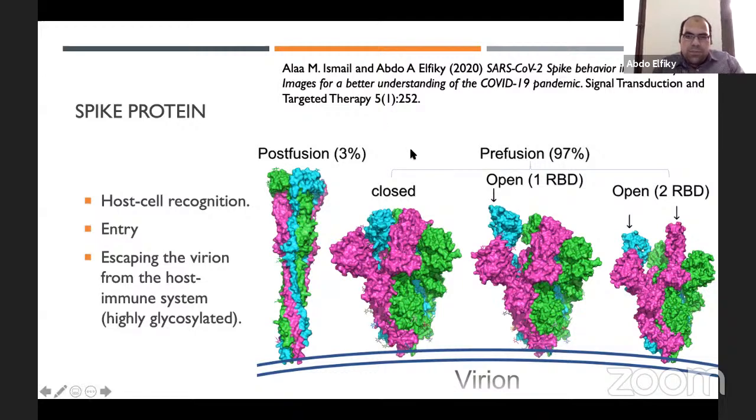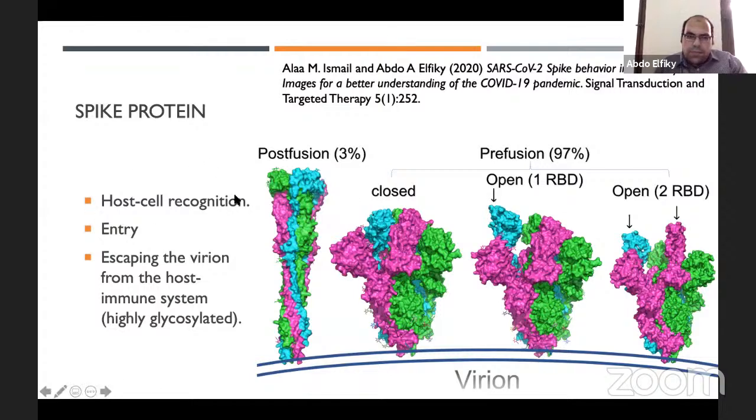The pre-fusion conformation is the most abundant conformation on the virion. There are three different conformations of the pre-fusion: the closed conformation, the one open, and the two open conformation. This part is called the receptor binding domain of the spike, and this domain should be open in order to interact with the host cell proteins to make the recognition and entry of the virus.